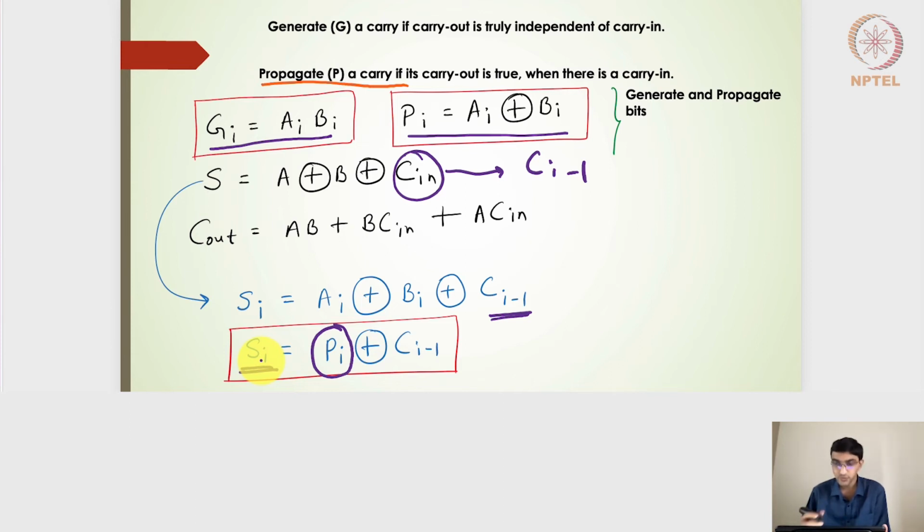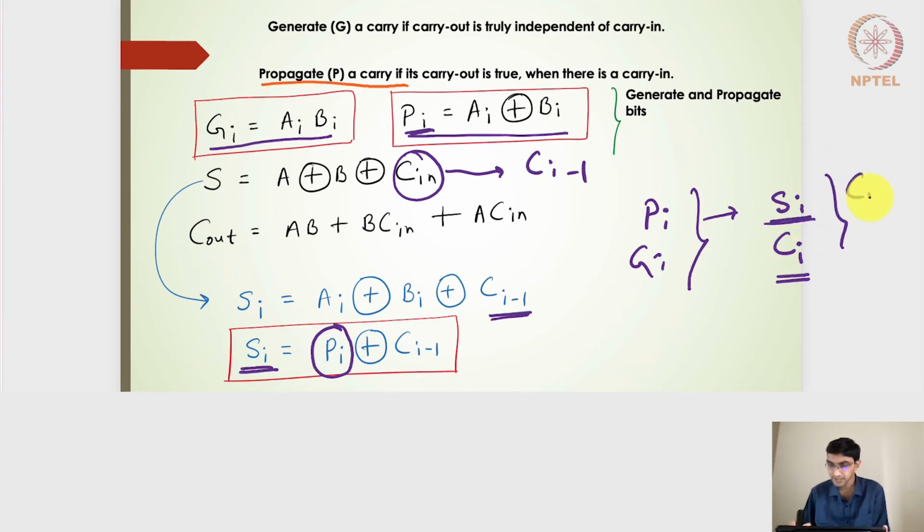What we have seen so far is we defined the Pi bit, the propagate bit, and the Gi bit, the bitwise generate. We are going to use these to define our sum expression and our carry out expression. The carry out is Ci for the ith bit, the sum for the ith bit is Si, and the carry input is Ci minus 1. We'll use this definition to redefine our sum and carry output expressions and try to visualize the different adder circuits.